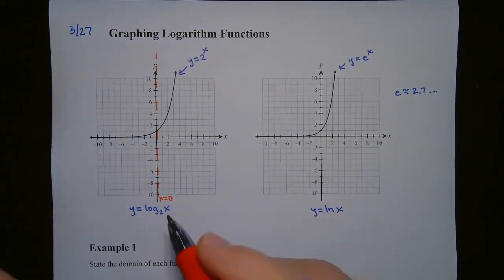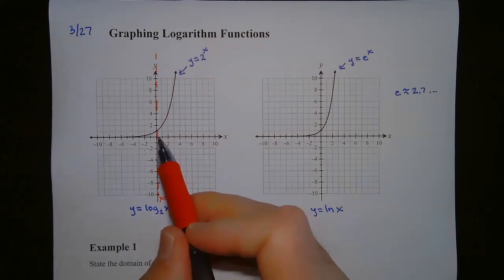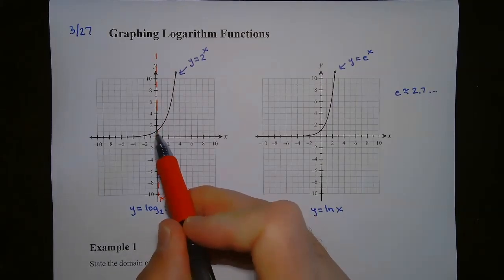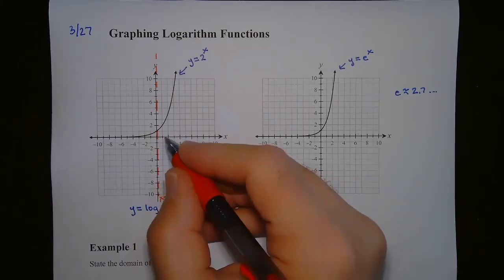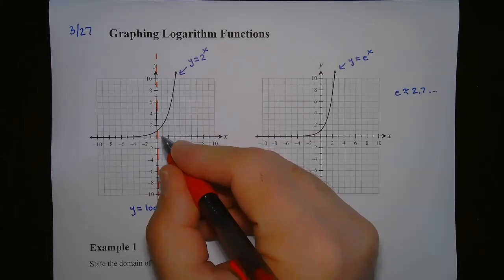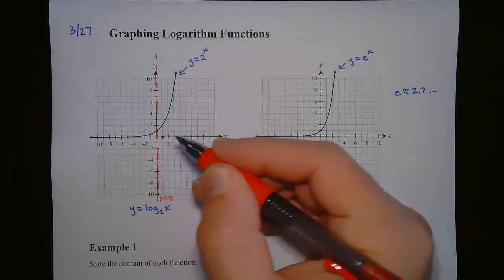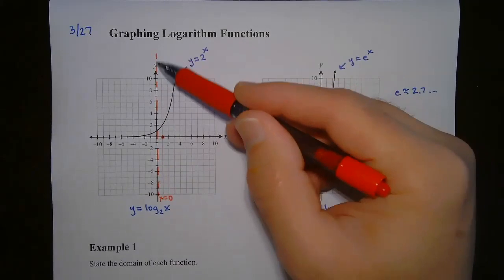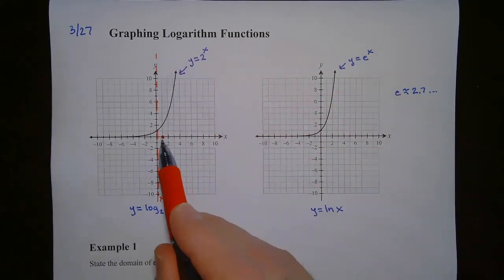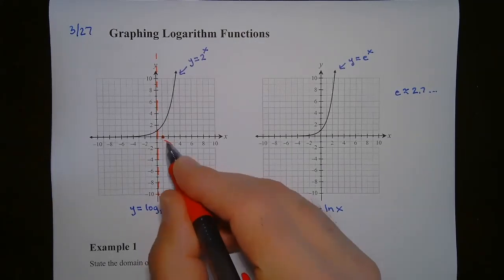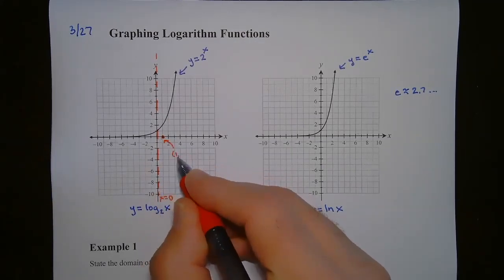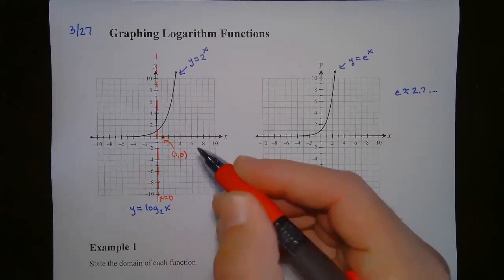Okay, and the other feature that's going to be important is that the exponential is crossing at 0, 1 right here. That means the logarithm graph is going to have to cross at 1, 0. So that's going to be an important point. So when you graph these, I'm going to be looking for the vertical asymptote, and I'm going to be looking for this locator point, which is the point 1, 0.